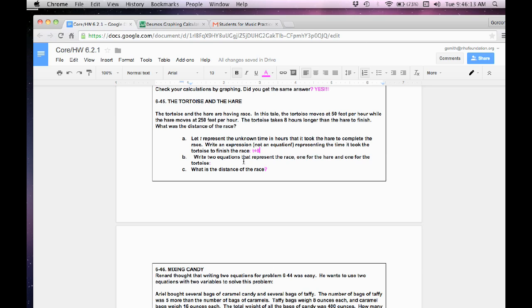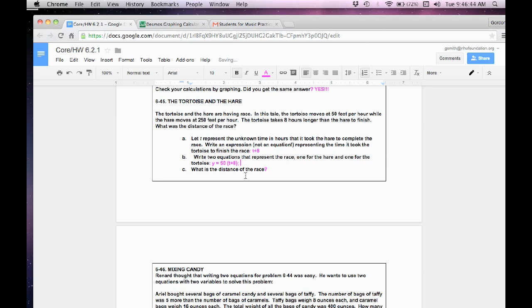Now write two equations that represent the race, one for the hare and one for the tortoise. So if the tortoise is going 50 feet per hour, then its m, its slope, is this rate, 50. So the tortoise's distance is going to be equal to 50 times the amount of time it took. So it's going to be t plus 8.